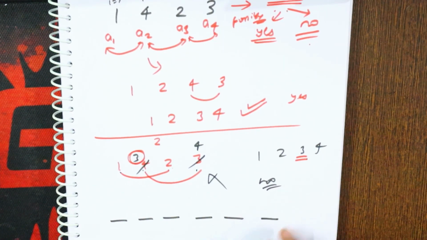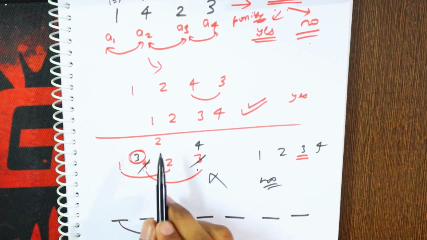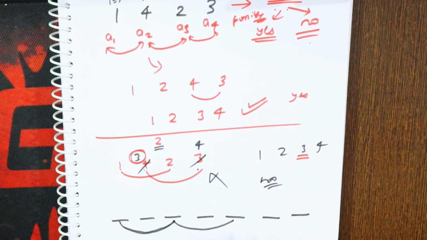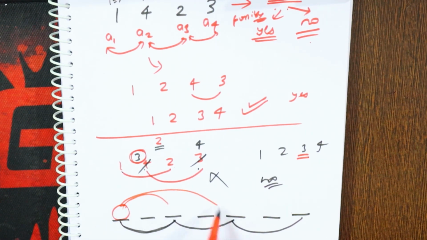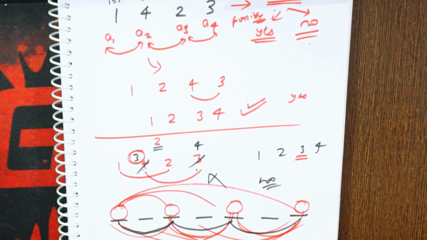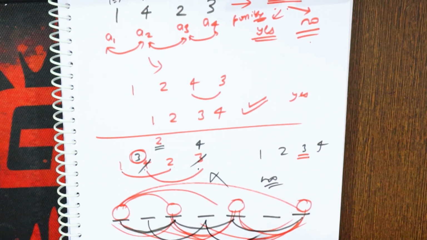If my value of K is 2, then you can see this element will be swapped with this, and it can be swapped with this. So any element which is here can go here, here or here. Any element which is here can go here, here or here. The same goes for this group: any element here can go to here and here.